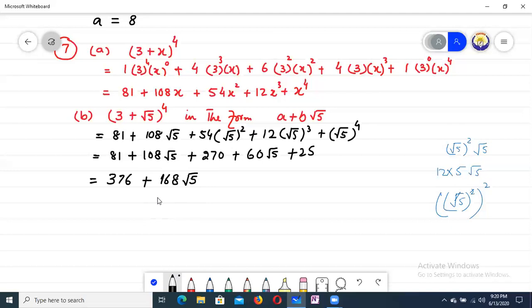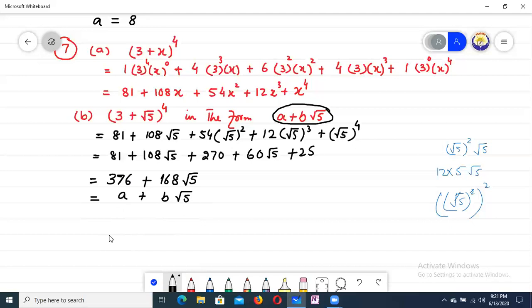This is the form a plus b square root 5. Here we need this thing a plus b square root of 5, and this is the form a plus b square root 5, where a is 376 and b is 168.